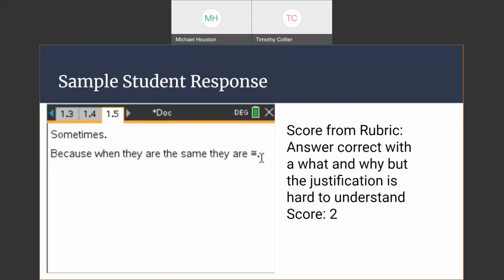This problem could have been over on the whiteboard, drawing some triangles, labeling them, doing some arithmetic, and gotten a lot more points out of this. But you kind of see the bones of some thinking, because when they're the same, they're congruent. But I don't know what they are. Even though it's the right answer, it's not a good justification. So again, asking kids to think that through.